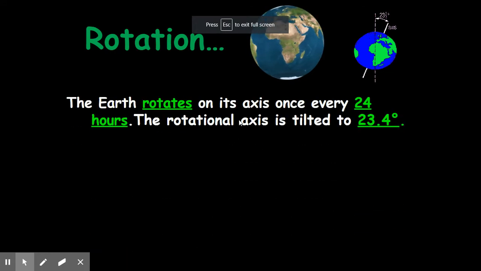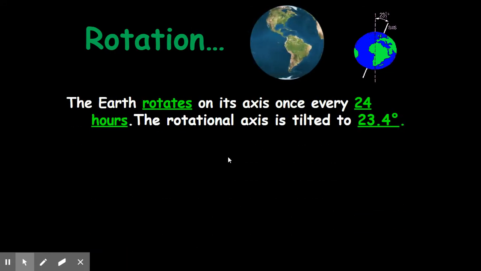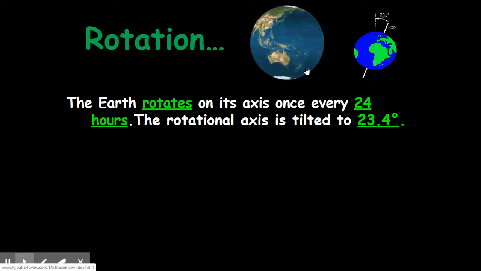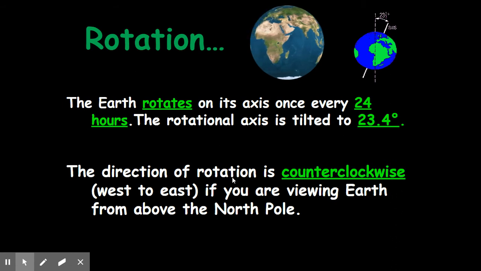Rotation. The Earth rotates on its axis once every 24 hours. The rotational axis is tilted at 23.4 degrees. The direction of rotation is counterclockwise, west to east, if you're viewing Earth from above the North Pole.